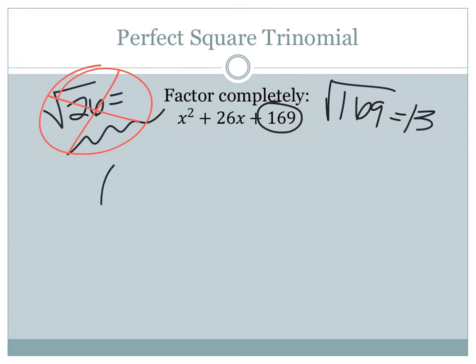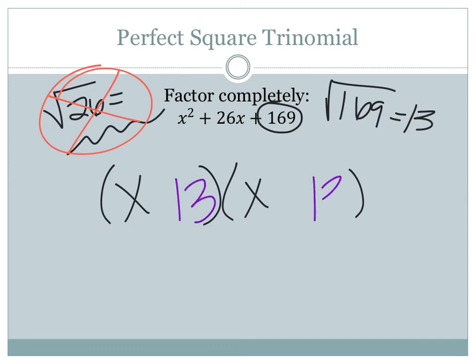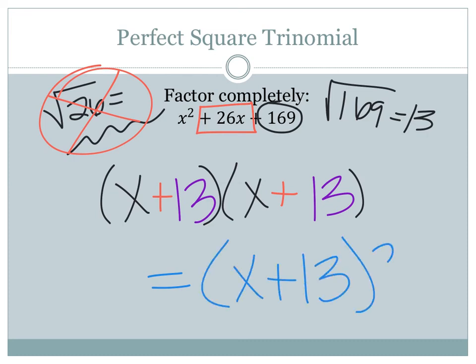So I know that when I break this down into two sets of parentheses, well, I don't know about plus yet. I know my number is going to be 13. And remember, because the last term is positive, my parentheses are going to have the same sign as the middle sign, so it's plus. So when I go ahead and rewrite this, because it's a perfect square, we have x plus 13, squared, and that's my final answer.